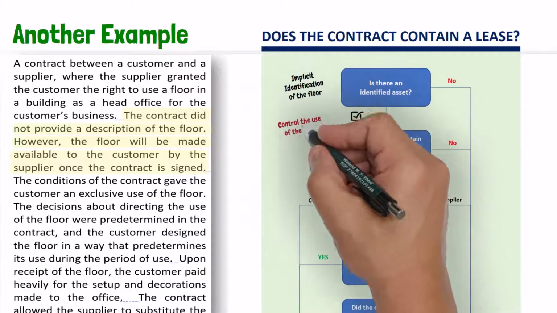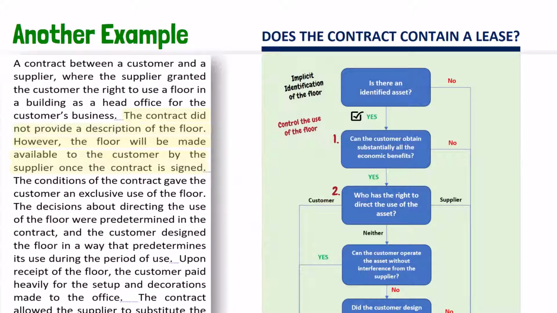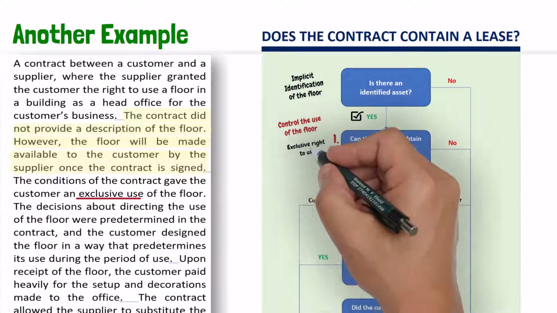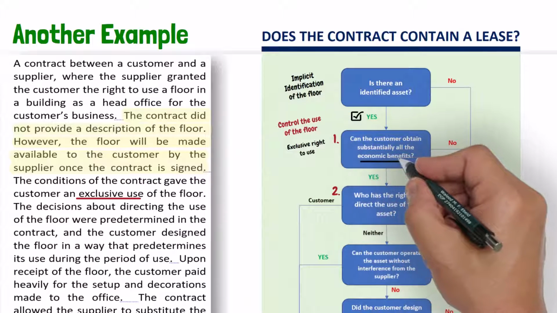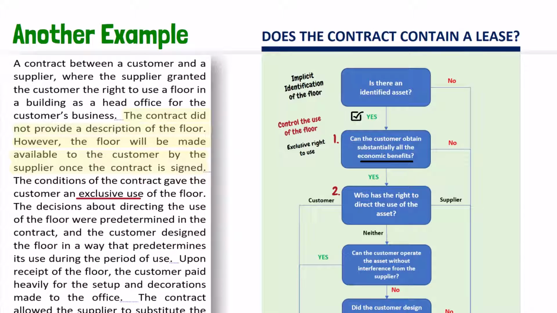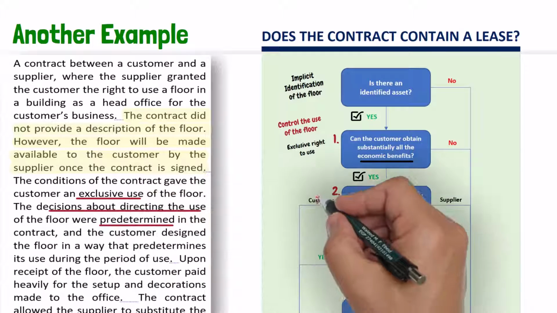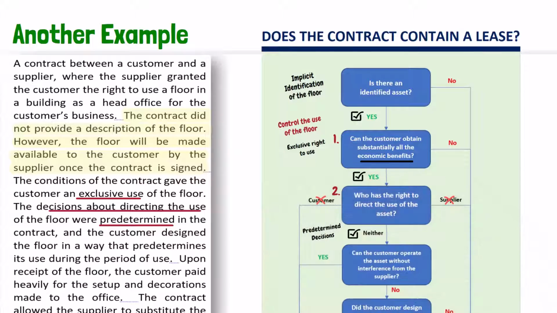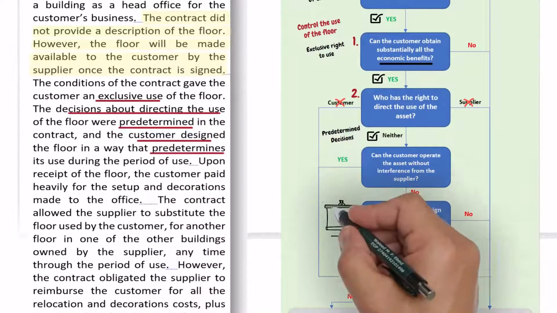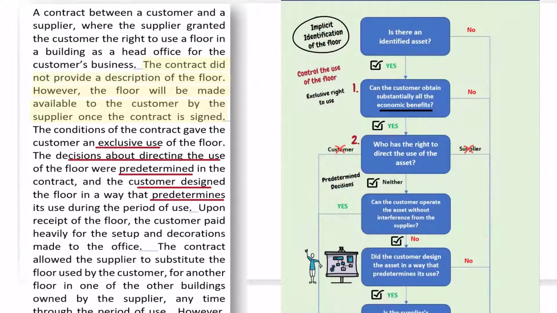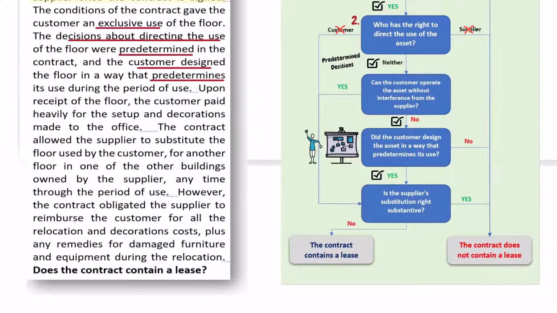The customer can control the use of the identified floor. The contract states that the customer has an exclusive right to use the floor, which means that the customer is entitled to substantially all the economic benefits from the use of that floor during the period of use, and that satisfies the first condition. The decisions about directing the use of the floor are predetermined in the contract before the period of use, and the customer has designed the floor in a way that predetermines its use. Since there is an identified floor, where the customer can control its use during the period of use, then the contract is a lease contract.